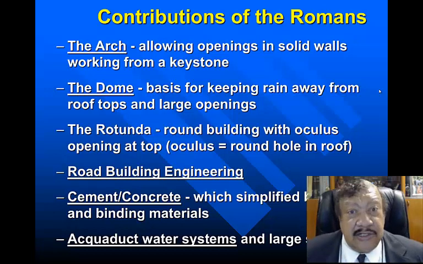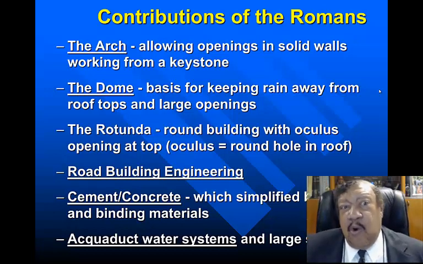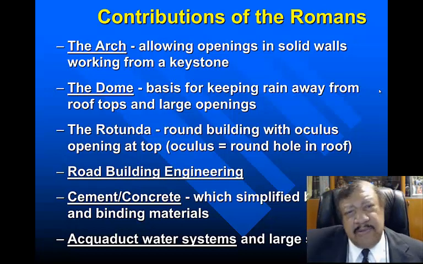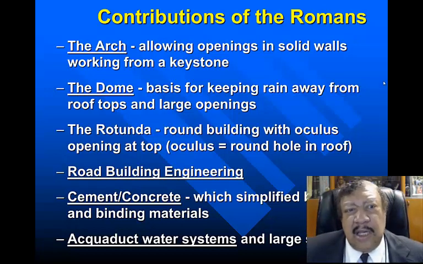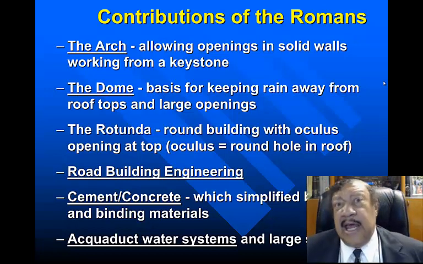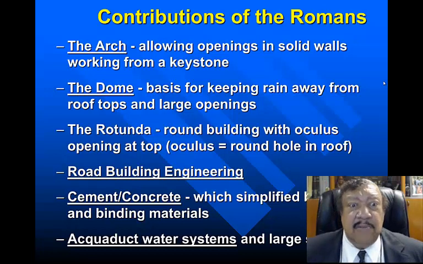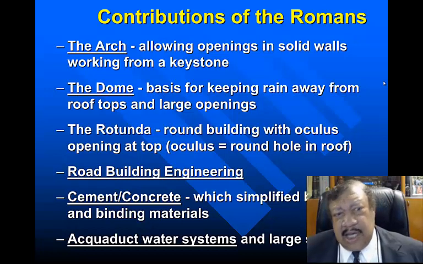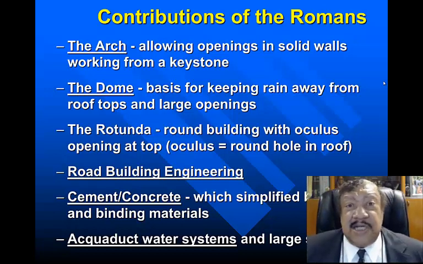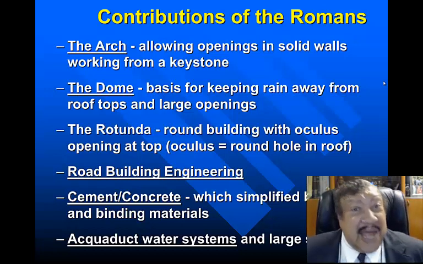One, the arch, allowing openings in walls coming from a keystone, which we will look at in a moment. The dome, the Romans gave us the invention of the dome, which could reflect water, but also had a dramatic aesthetic effect to it. The rotunda, which came behind a Greek portico many times, and we have in our capital of the United States a rotunda. And also in that same building you saw, the Pantheon, there was a rotunda.